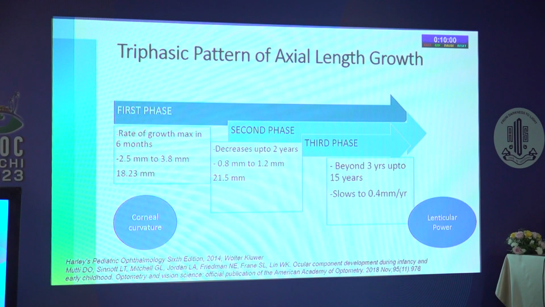So the pattern of axial length growth is during the first 6 months, a second phase up to 2 years, and beyond that up to 3 years. That is why in bilateral cataract, we usually wait up to about 18 months to 2 years to implant an IOL, and do it later as a secondary procedure.